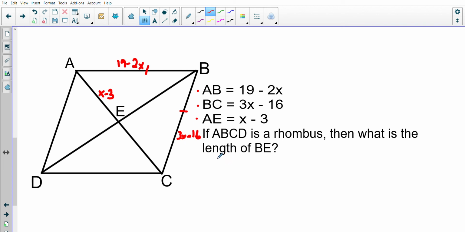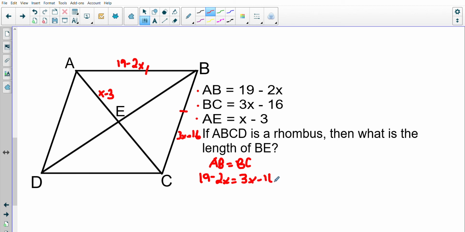Okay. So I'm going to go ahead and make an equation that pretty much just says that AB is going to be equal to BC. Let's go ahead and plug in the lengths that are in terms of x. So I have now 19 minus 2x is going to be equal to, BC is 3x minus 16.